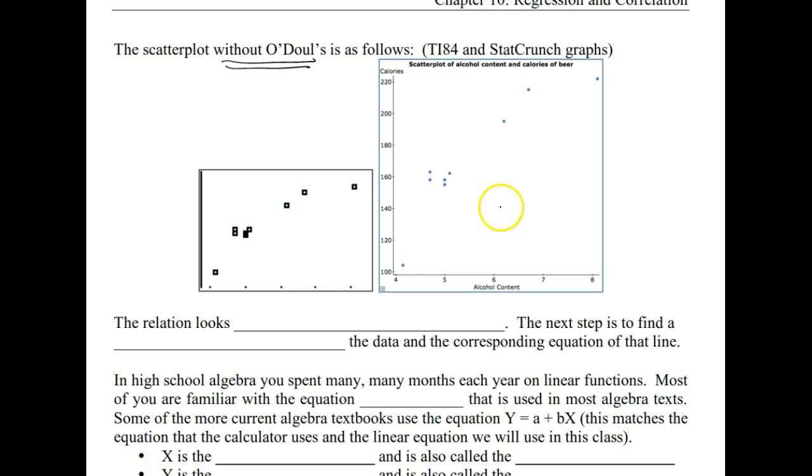Now if we look at the scatter plot without the non-alcoholic beer in there, whether we use our TI-84 or StatCrunch, the relationship looks roughly linear. Remember, we're not playing dot-to-dot, and later we're going to look at a way to measure the strength of that linear relationship. The next step, since we're looking at linear, is to find a line that best fits the data and the corresponding equation of that line. So we're going to find this line of best fit and the equation that goes with it.